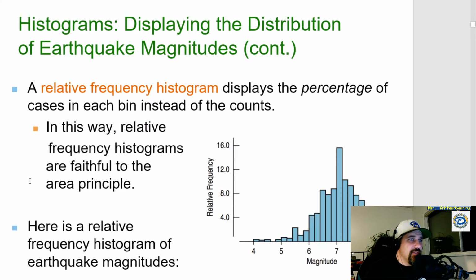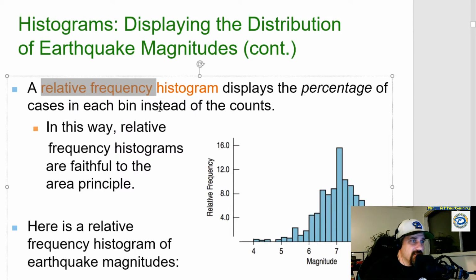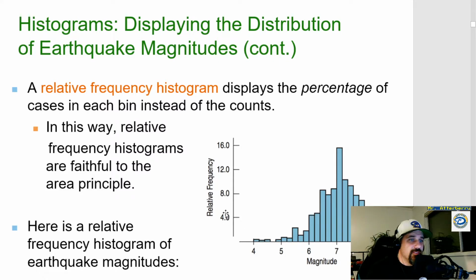A relative frequency histogram displays a percentage of cases in each bin. Remember, relative frequency, that word is just simply percentage, okay? In this way, relative frequency histograms are faithful to the area principle. So it's the same thing. These should look exactly the same, and we do this with bar charts as well, okay? Relative frequency, 4%, 8%, 12%, 16%. I would say these ones are more common, but just know you can do the relative frequency as well.